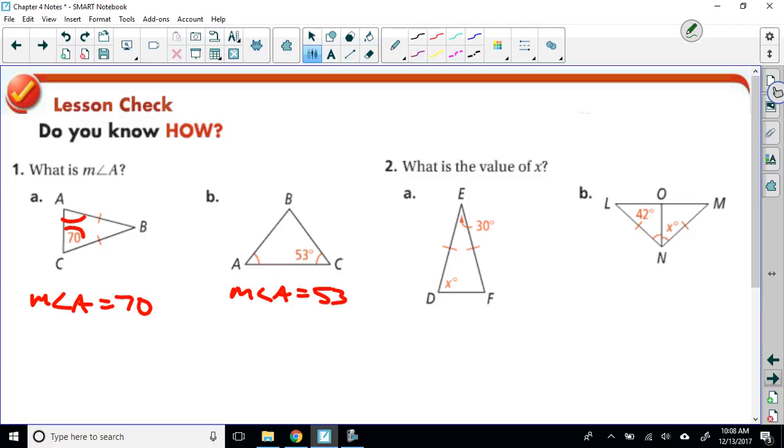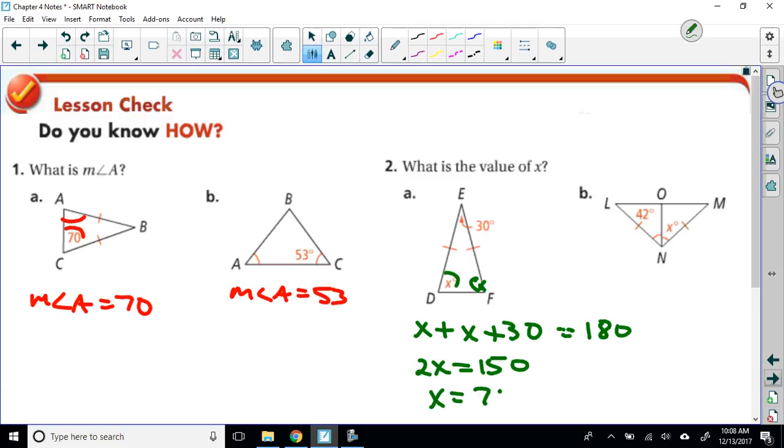That's a little trickier. We know that x and this other thing are going to be congruent. So we know that x plus that 30 have to sum up to equal 180. So 2x would be 180 minus 30, or 150. So x is going to be half of 150, or 75 degrees.